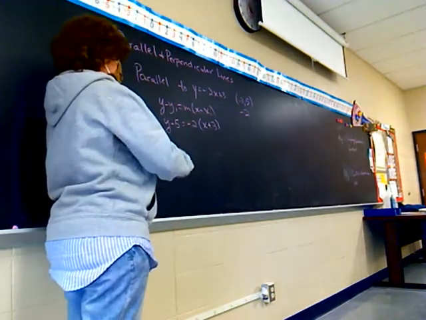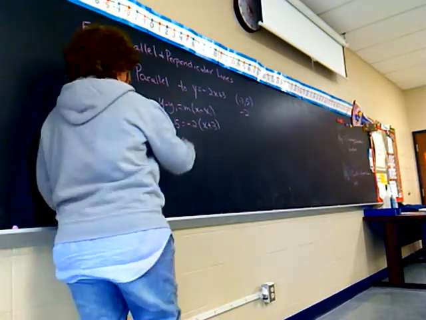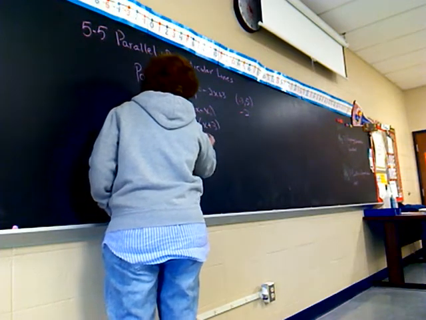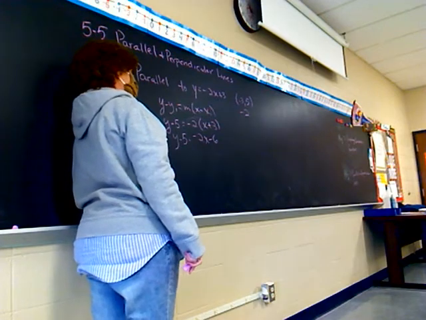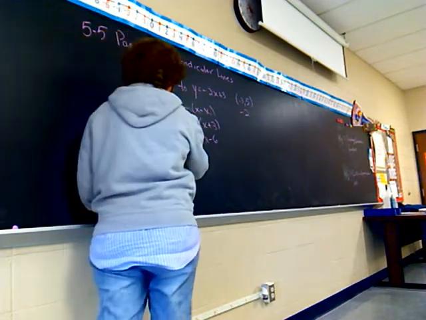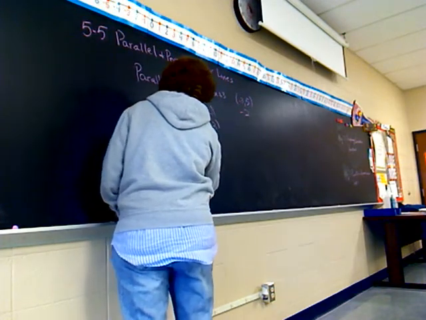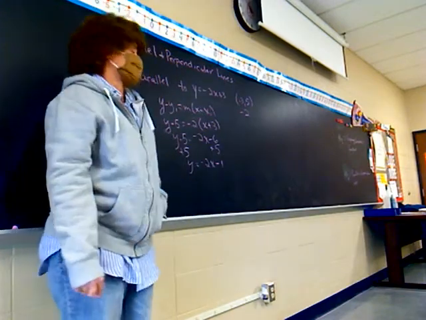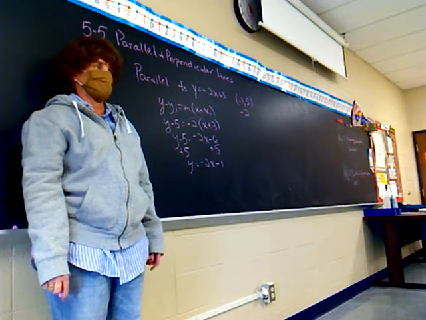Then from here, you will need to solve it for y. Get the y by itself. So I'm going to distribute first. And when I do, I get y - 5 = -2x - 6. Then I'm going to add 5 to both sides. And we're going to get y = -2x - 1. So now I have written an equation for a line that was parallel to the given line that went through that ordered pair.